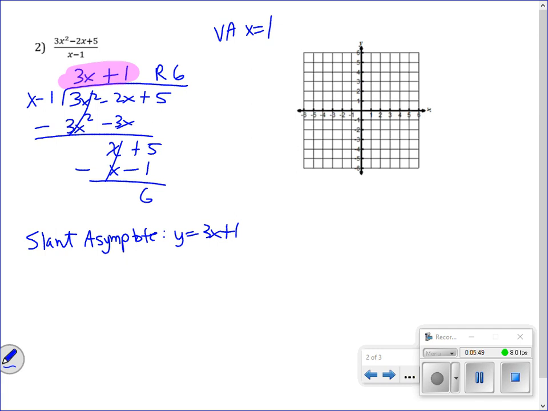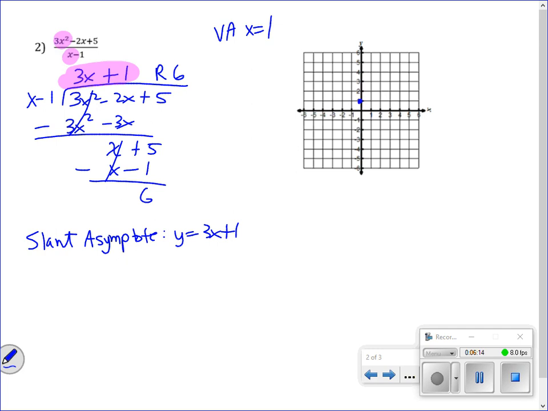So that's a line. You notice that the top, the numerator, has a degree of 2. The denominator has a degree of 1. So that's a difference of 1, so you're going to get a linear asymptote, a linear slant asymptote. If the top has a degree that's 2 higher than the denominator, then you'll get a parabolic asymptote. That's going to be a bit much, but anyway, 3x plus 1.